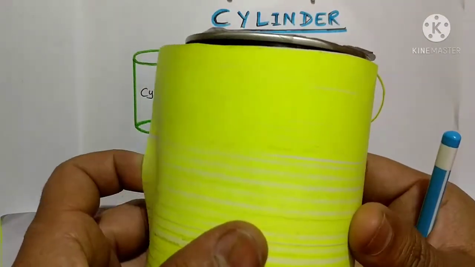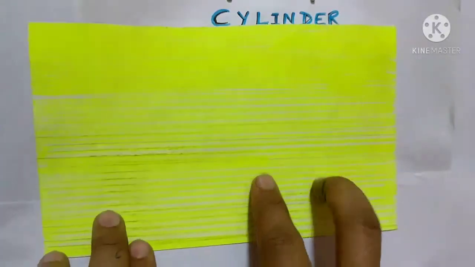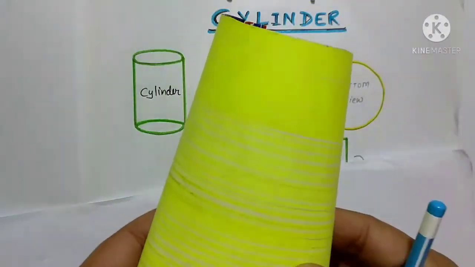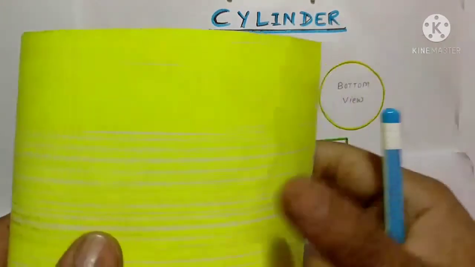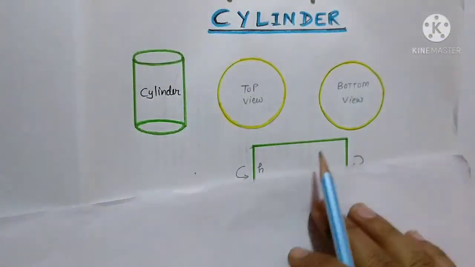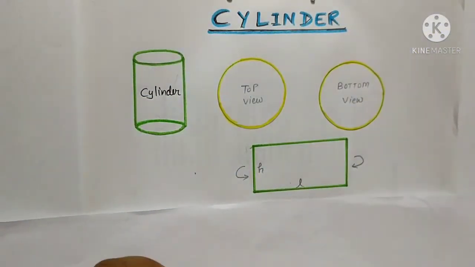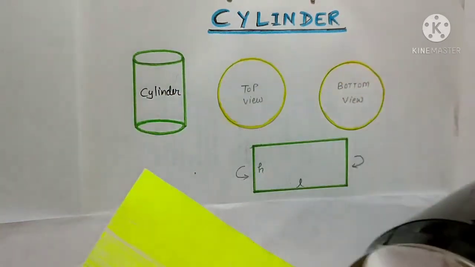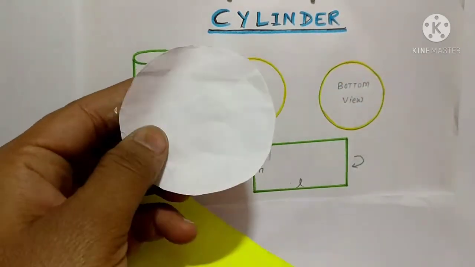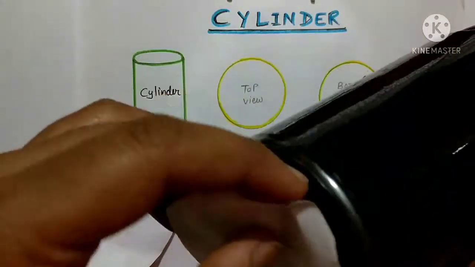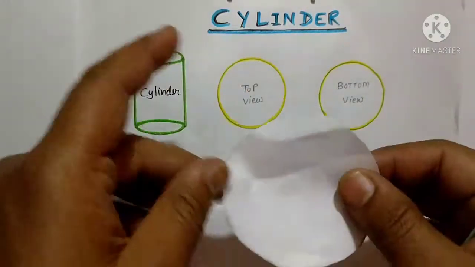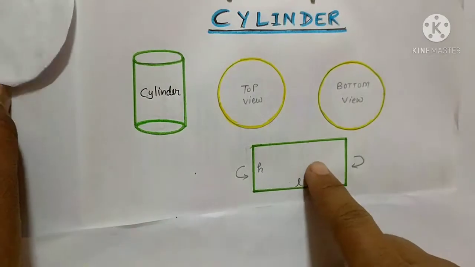When we open this curved area, it becomes a rectangle, a rectangle face. This curved surface looks like the middle part of the cylinder. Now when I am opening this part, it becomes like this. This is the top view if I open it, and this is the bottom view. So top view, bottom view, and this is the middle part.